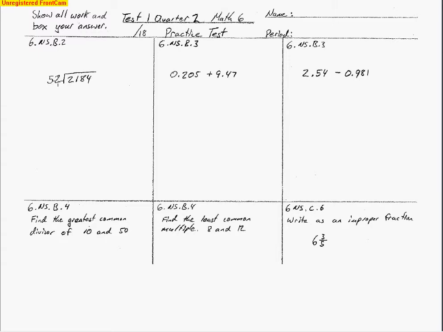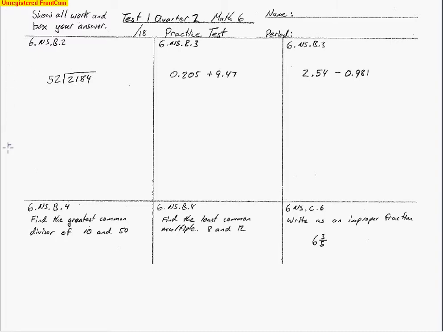Now, I look at 52 and it does not go into 2. It does not go into 21, but it does go into 218. So my first number is going to go right above the 8. I need to figure out how many times 52 goes into 218, so what I'm going to do is some estimation. Here's how I do it.